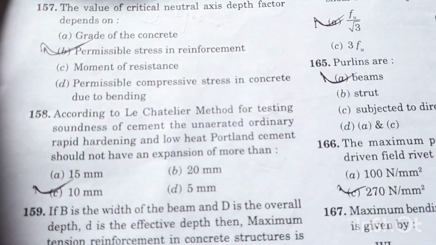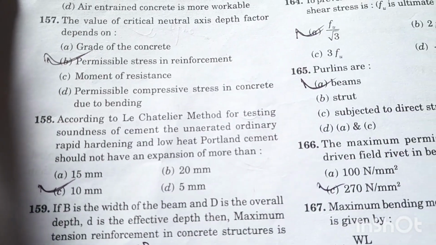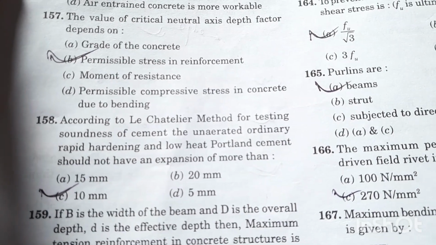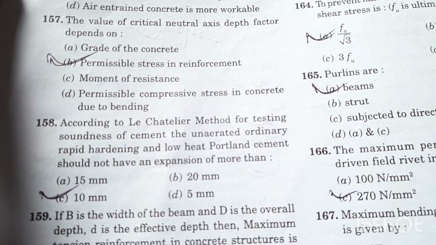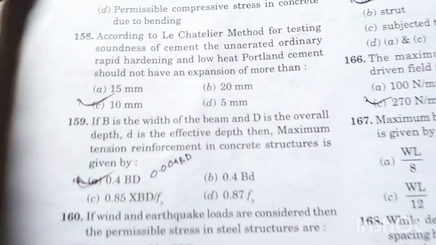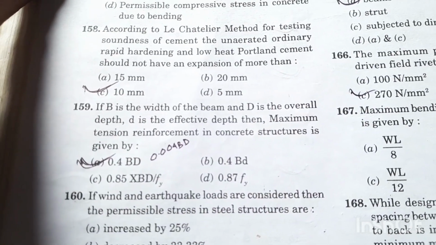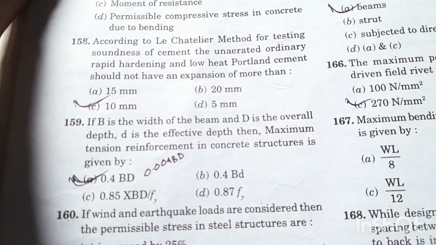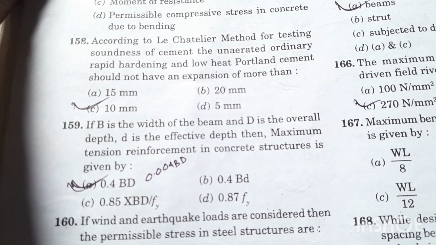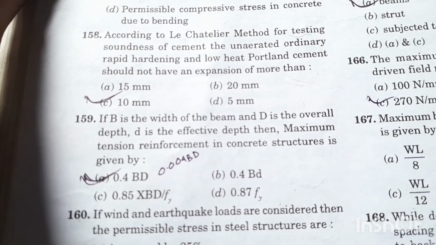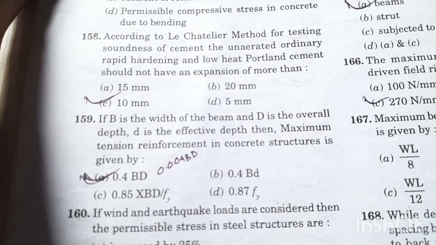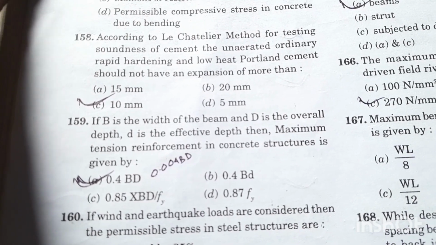Question number 158. According to Le Chatelier's method for testing soundness of cement, the unaerated, ordinary, rapid hardening and low heat Portland cement should not have an expansion of more than 10 mm. Option C is the right answer. Question number 159. If capital B is the width of the beam and D is the overall depth and small d is the effective depth, then maximum tension reinforcement in concrete structure is given by 4% of gross cross-sectional area, that is equal to 0.04 B D. So option A is the right answer.